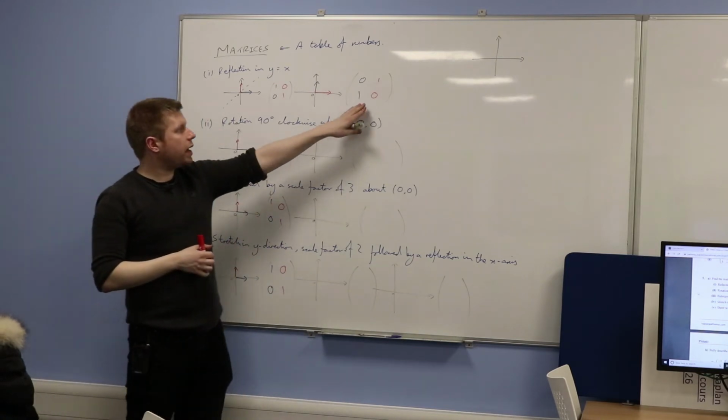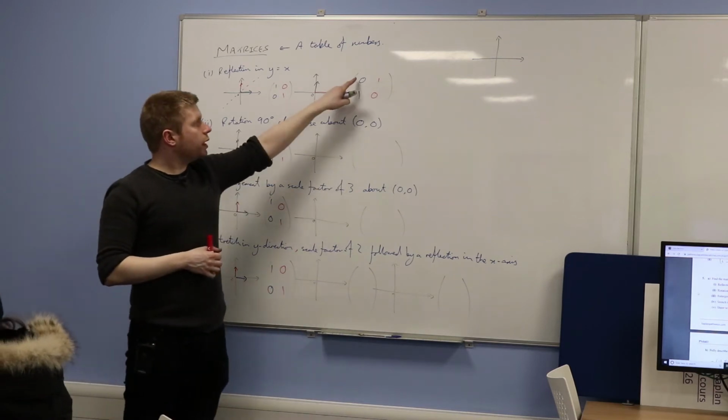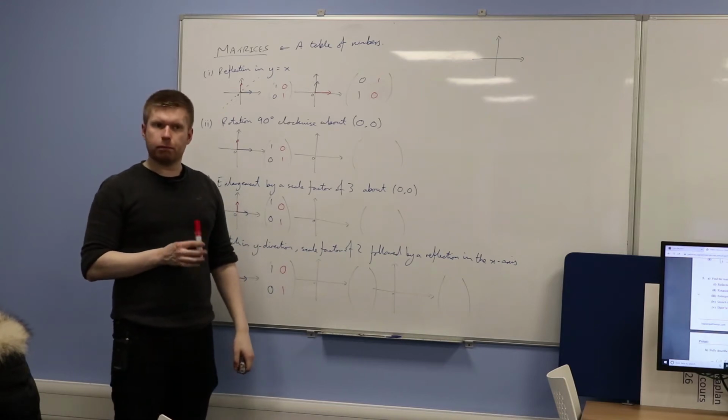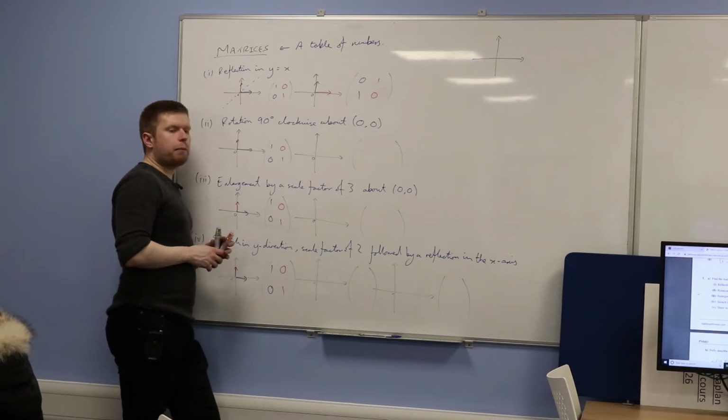So my transformation matrix, which will correspond to a reflection in the line y equals x, will be (0, 1, 1, 0). Is that okay? Yes. Good, okay. What about rotation 90 degrees clockwise about the origin?